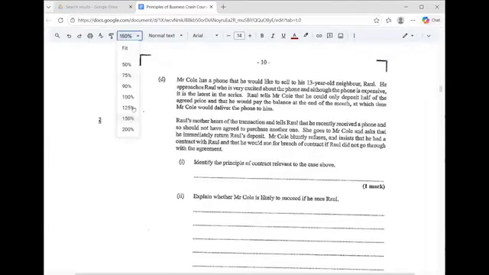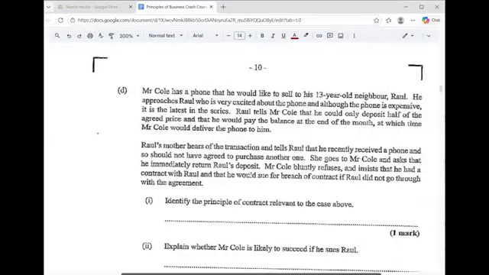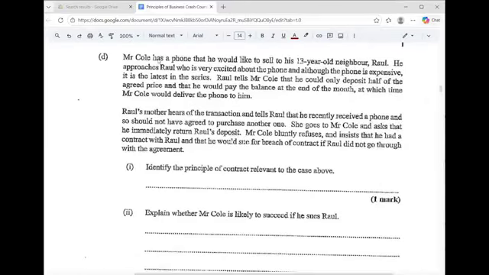All right, so here we go with a bit of a case. Mr. Cole has a phone that he would like to sell to his 13-year-old neighbor, Rahul. He approaches Rahul, who is very excited about the phone, and also the phone is expensive. It is the latest in the series. Rahul tells Mr. Cole that he could only deposit half of the agreed price and that he would pay the balance at the end of the month, at which time Mr. Cole would deliver the phone to him.